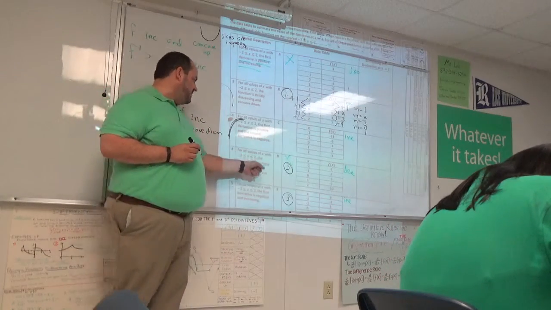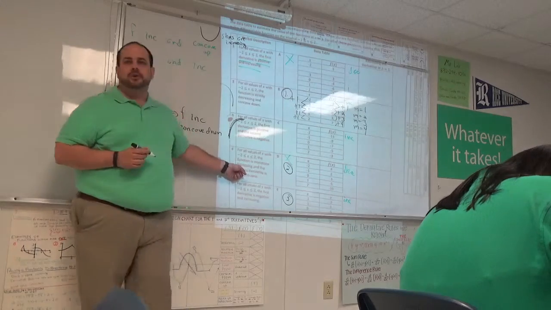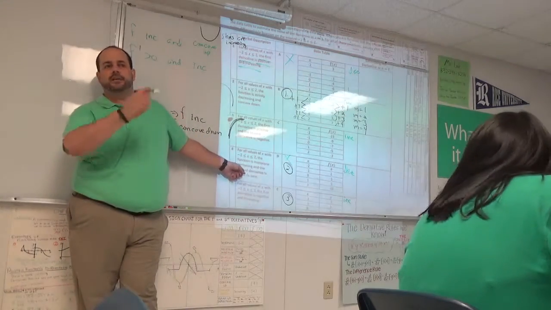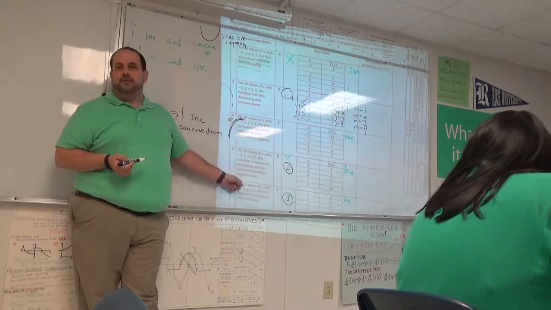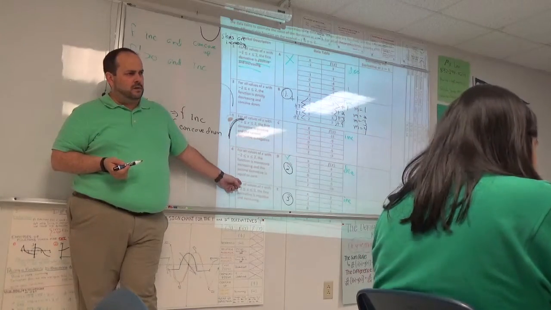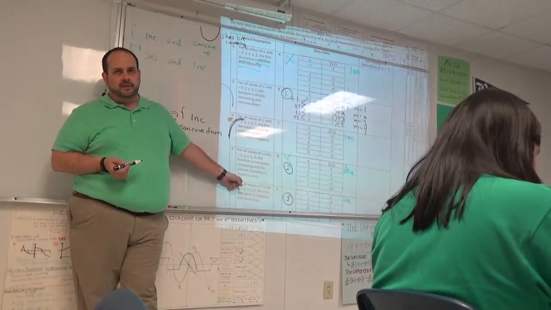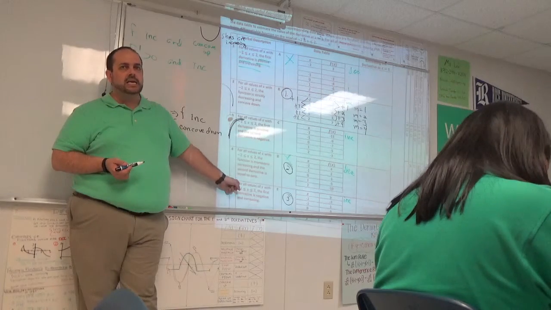Option 4, for all values of x, the function is monotone increasing. This is boring. It just increases, that's all I do. And the second derivative is 0. Not positive, not negative, 0.